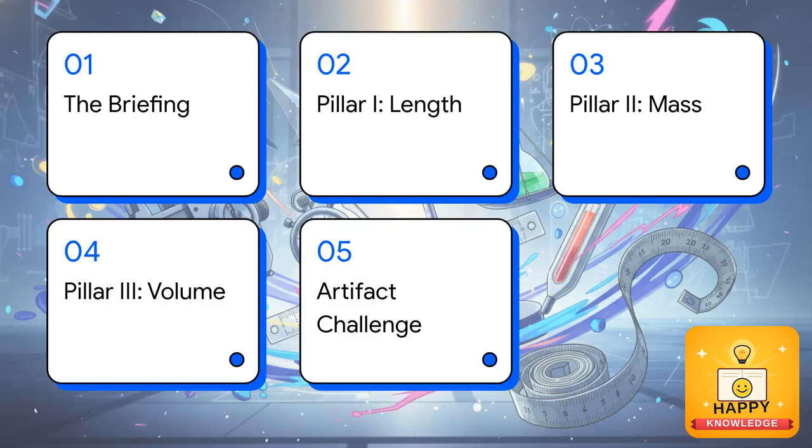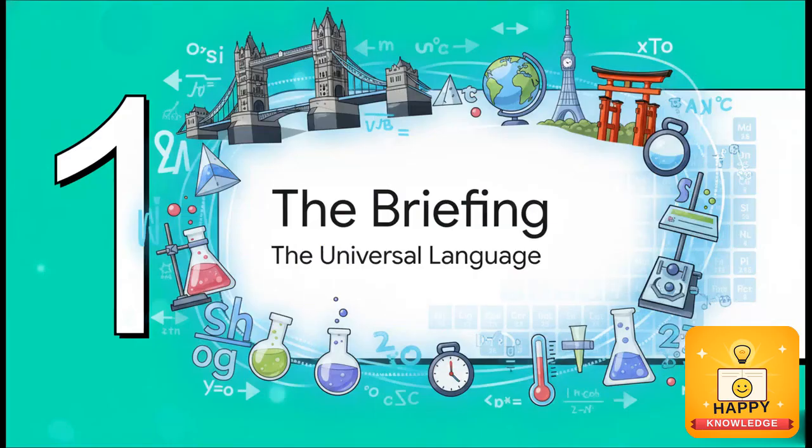All right, let's take a quick look at our mission itinerary for today. We'll start with the briefing, move on to Pillar 1, length, then Pillar 2, mass, and Pillar 3, volume, right before wrapping it all up with the artifact challenge. Let's kick things off with Section 1, the briefing.